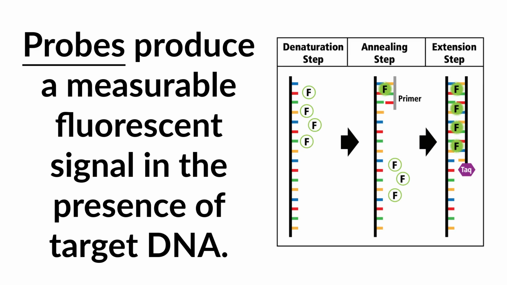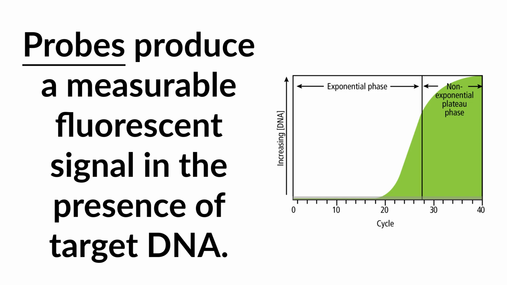Next, we need a molecule that produces a measurable fluorescent signal in the presence of our target DNA. This can be a dye, like SYBR Green, or a probe, like TaqMan. As the DNA is copied, the fluorescent signal is detected. The more copies of DNA, the stronger the signal.